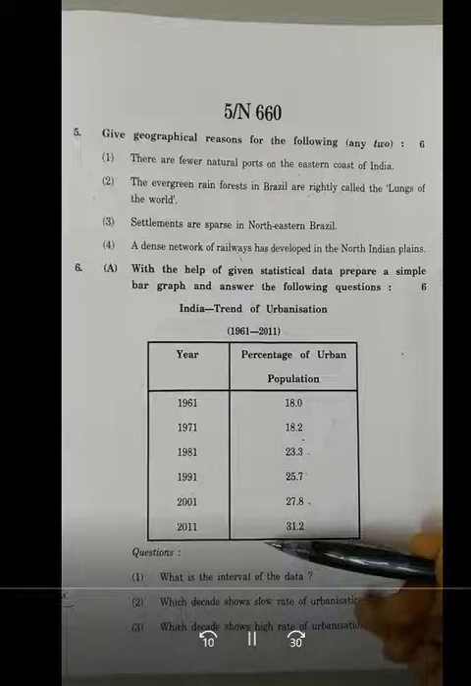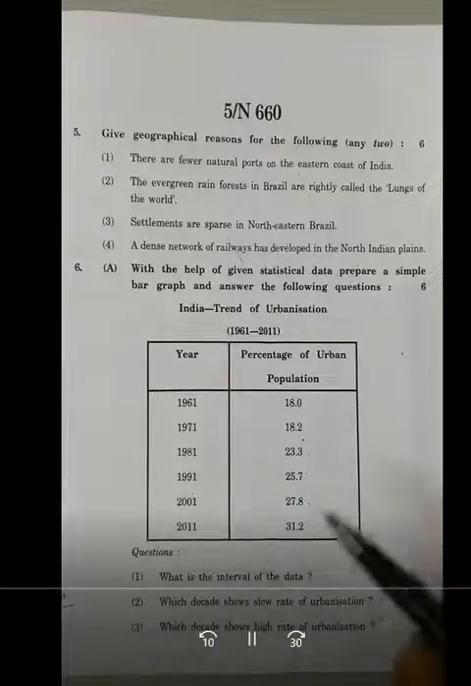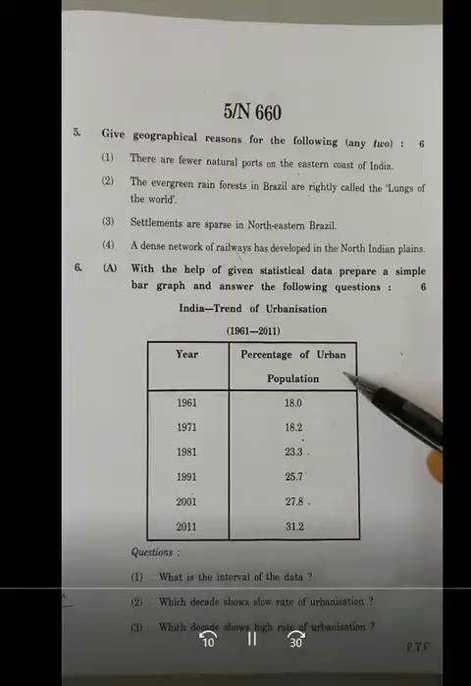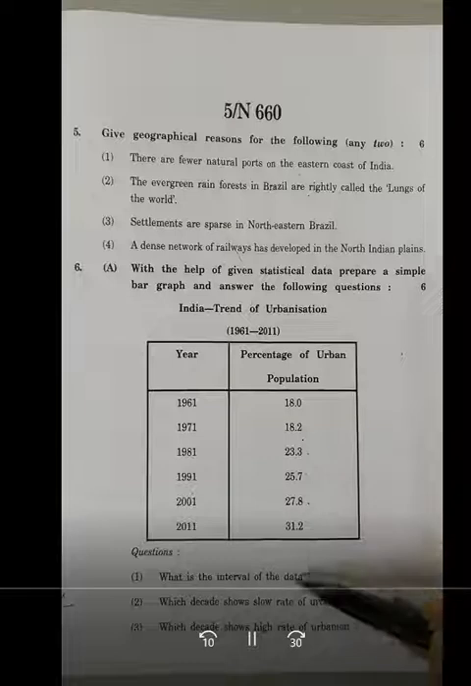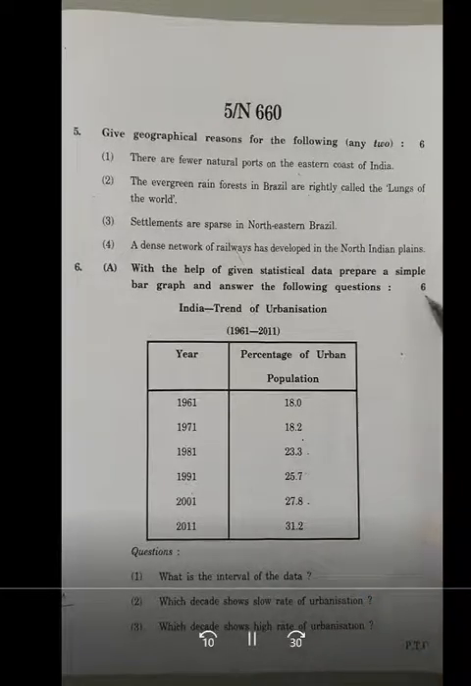So you have the data, you have to draw a graph. Then you are given 3 questions. You have to observe the graph and then answer these 3 questions. So 3 marks for drawing, 3 marks for answering the questions. This is how it is 6 marks.